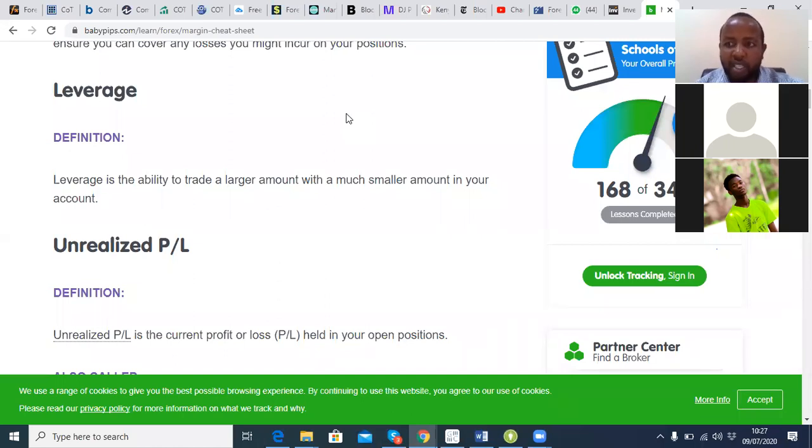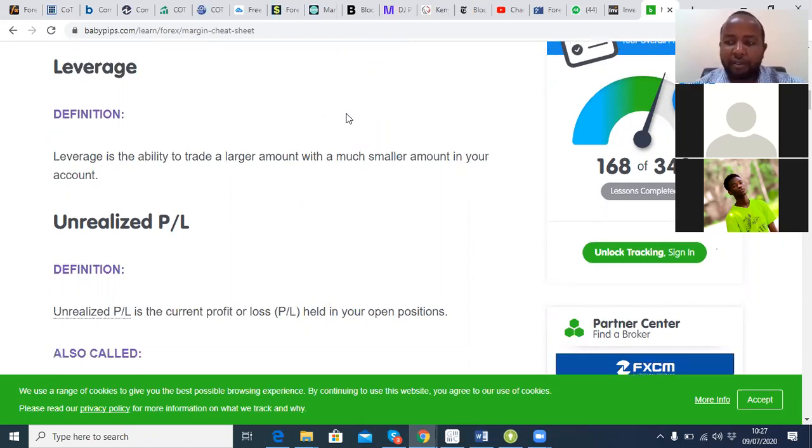So this is basically the definition of leverage. It's the ability to trade a large amount with a smaller amount in your account. That's why I was saying, if you have $500 or $1,000 and you have leverage 1:100, you have 100 times more. Then we have unrealized P&L.